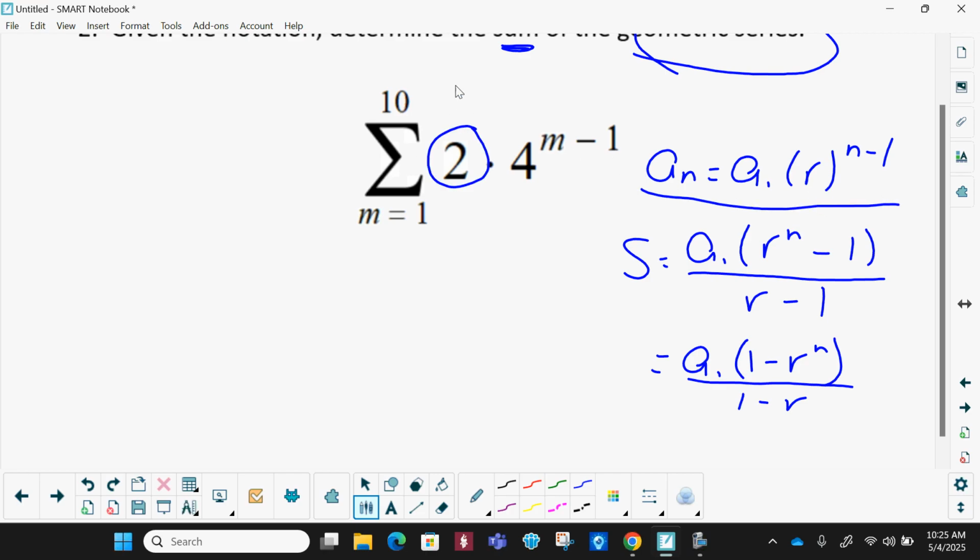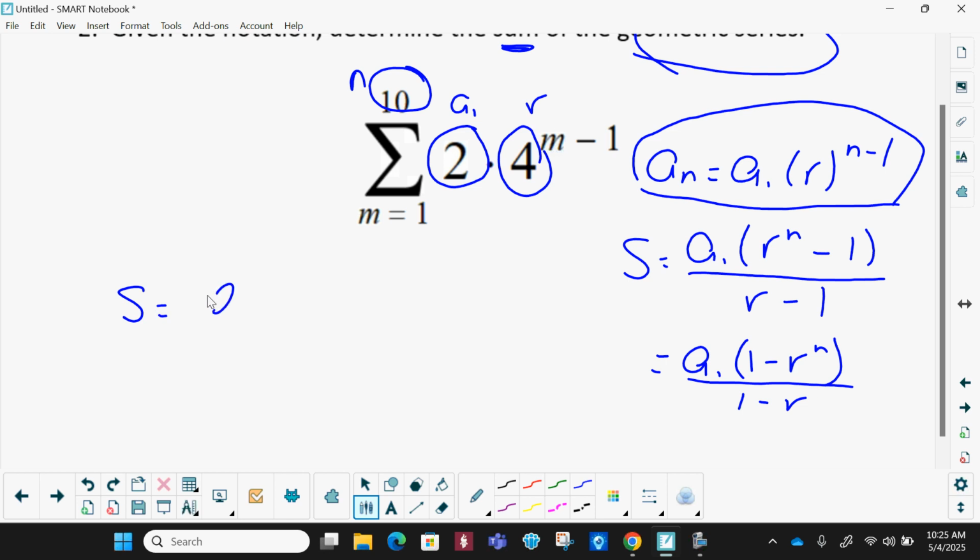So remember, here is a1. Now, if I don't have a number in the front, it is an understood 1. R is the one that's always attached with the exponent. Because this starts here with 1, here is my n. Okay, so sum is 2 times 4 to the 10th minus 1 over 4 minus 1. Please be careful if you put this whole thing in.